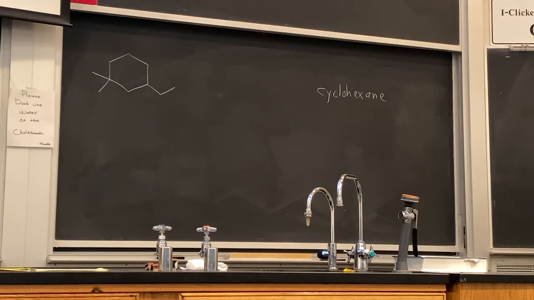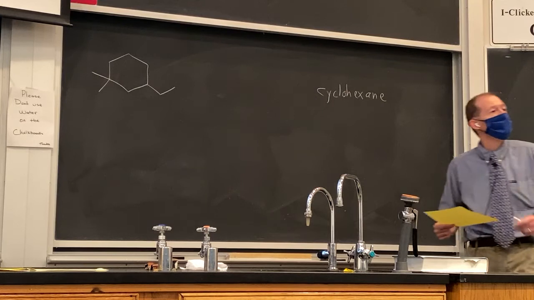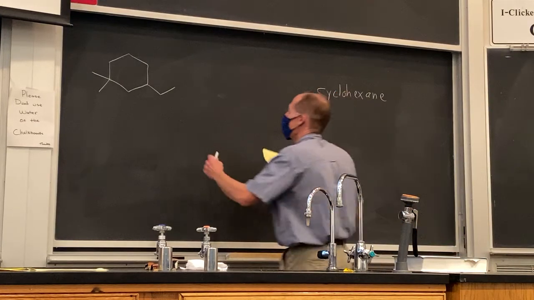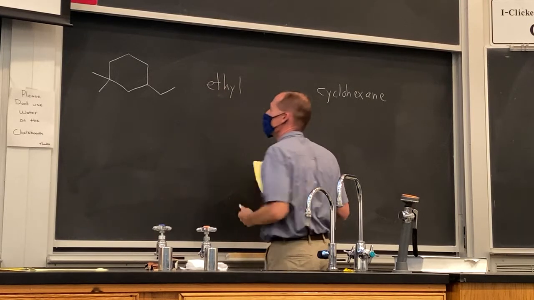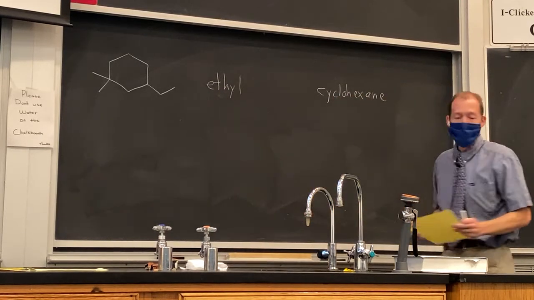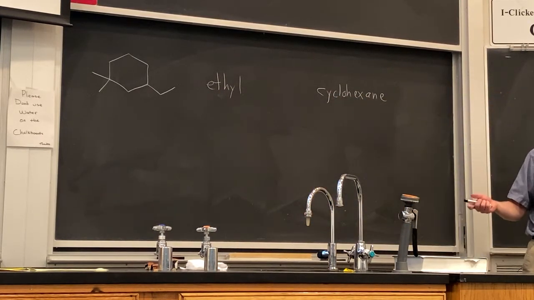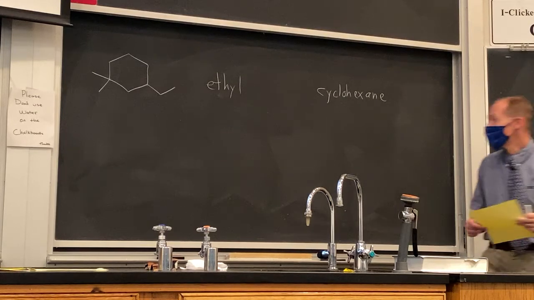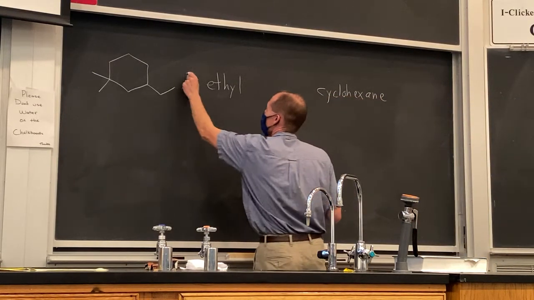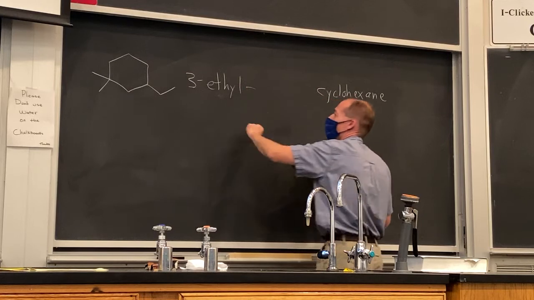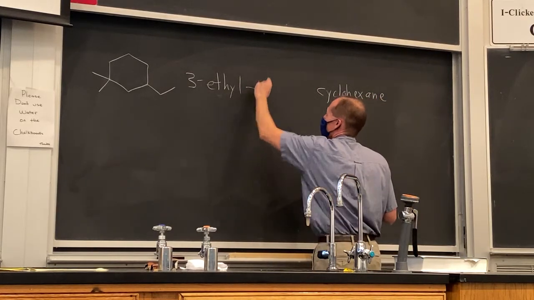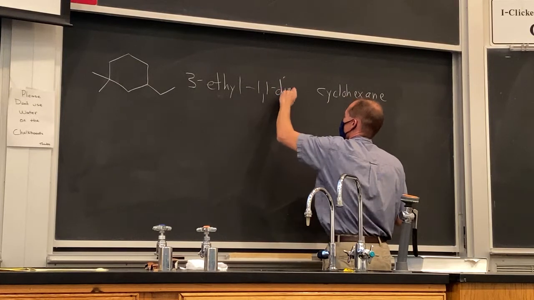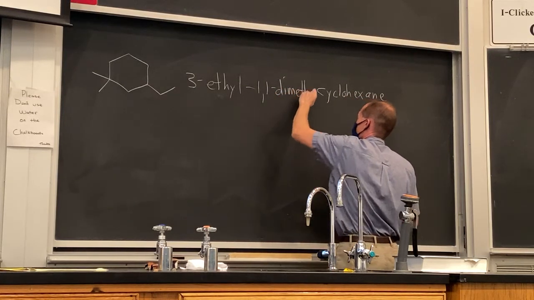What's our other substituent? Dimethyl. And remember, ethyl comes before dimethyl in the IUPAC alphabet. We ignore all prefixes except iso, okay? So ethyl comes first. What number goes in front of ethyl? 3, okay? And then what goes next? 1,1-dimethyl.